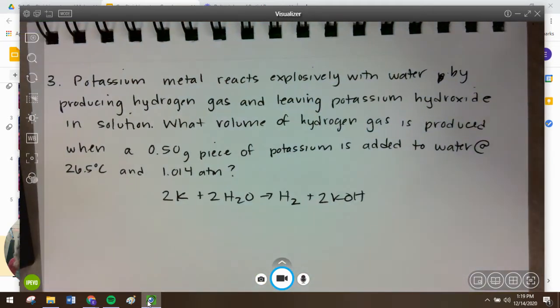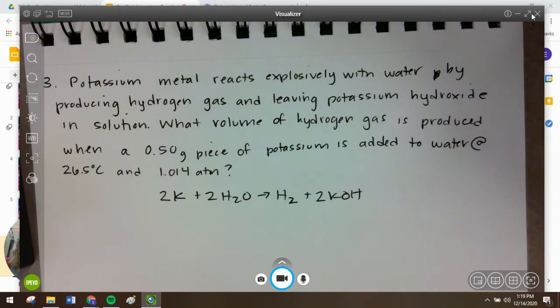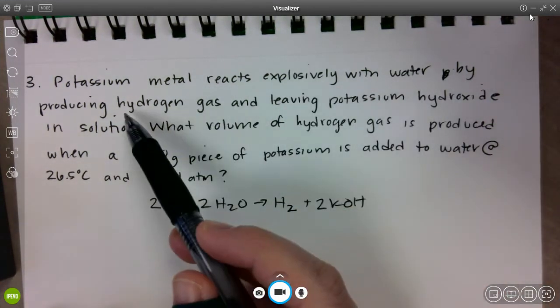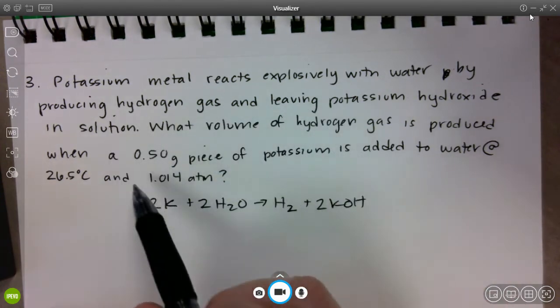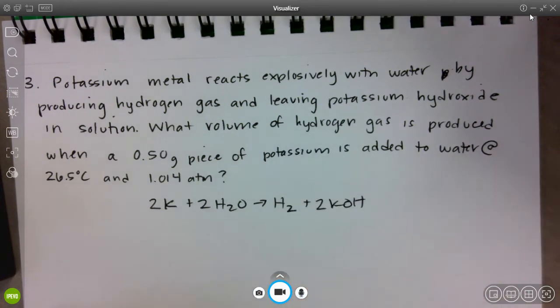These all have tons of words, which makes them somewhat more difficult too. So let me get this full screen. Potassium metal. Good story as we read through. Okay, the meat of the problem. What volume of hydrogen gas is produced?